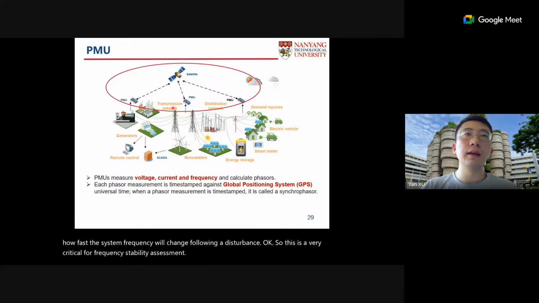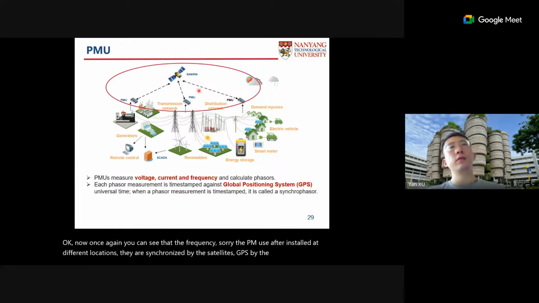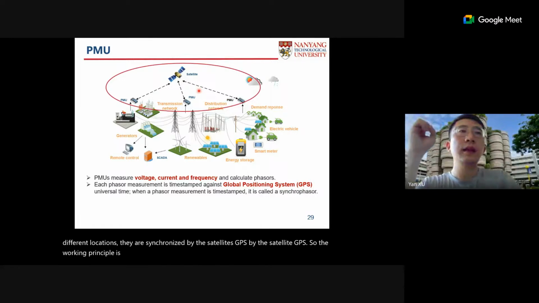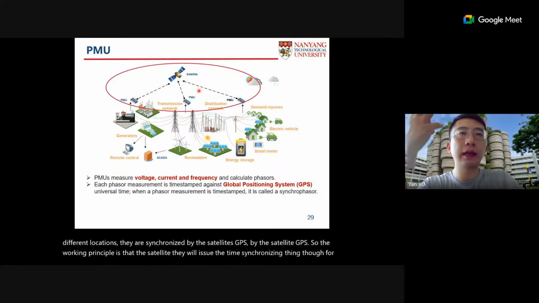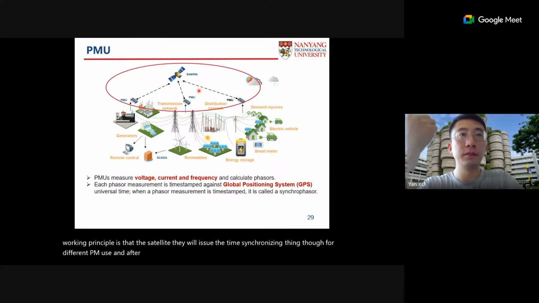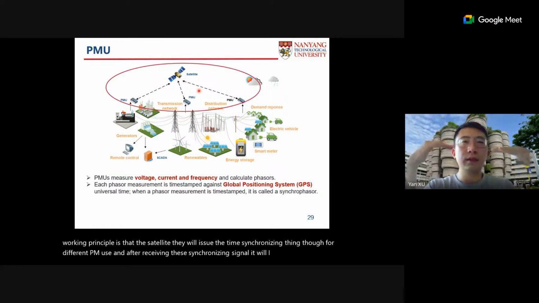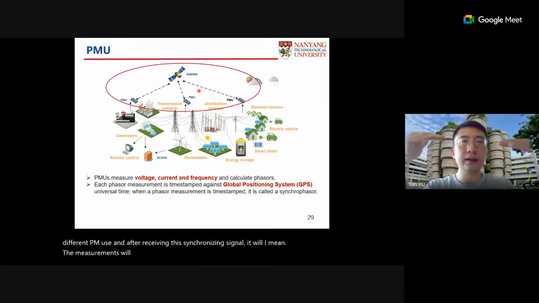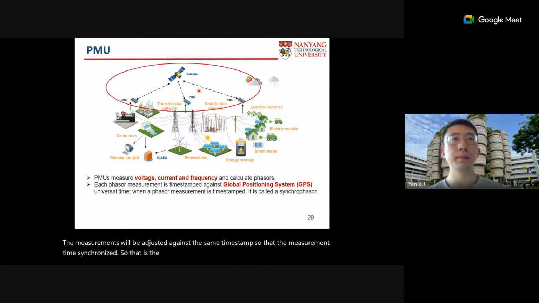Once again, the PMUs, after being installed at different locations, are synchronized by the satellite GPS. The working principle is that the satellite will issue the time synchronizing signal for different PMUs, and after receiving this synchronizing signal, the measurements will be adjusted against the same time stamp so that the measurements are time synchronized. So that is the basic principle.